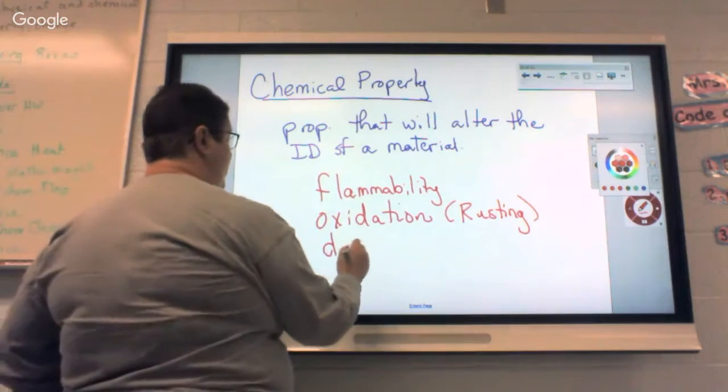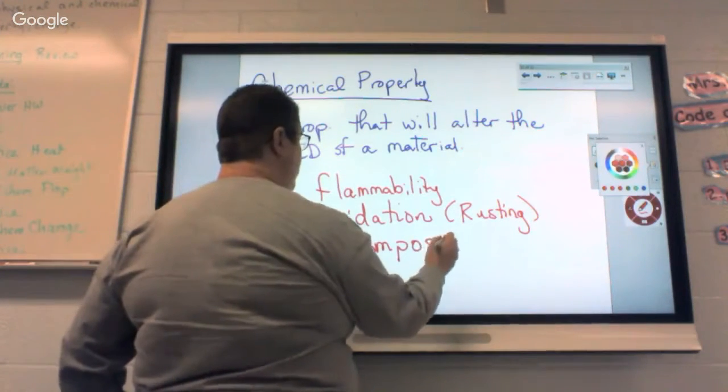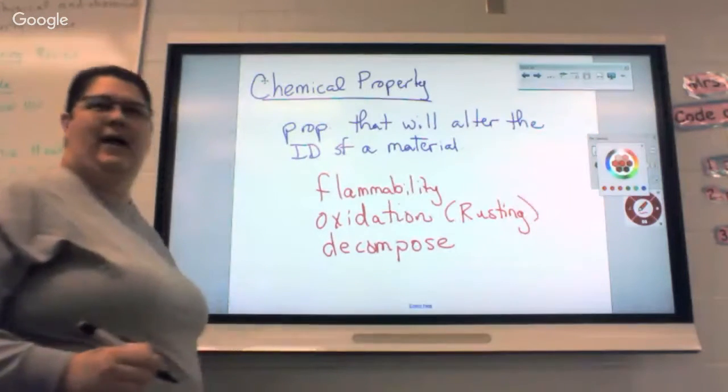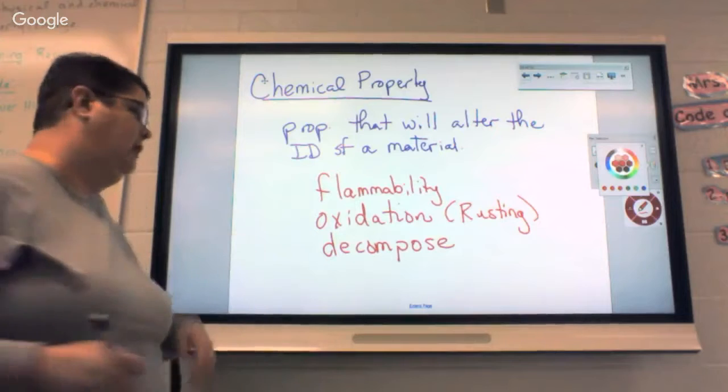If any of you have a compost pile or you've watched something decompose, once it has started down that path, can we reverse it? No. Okay?